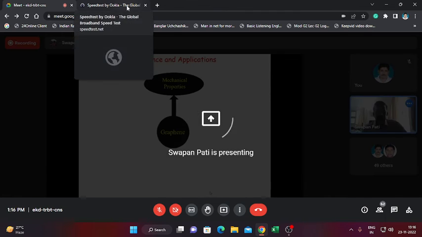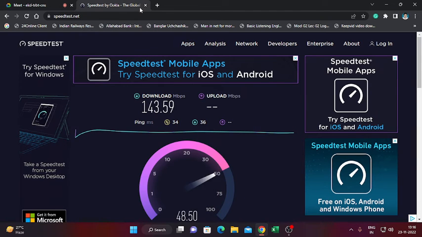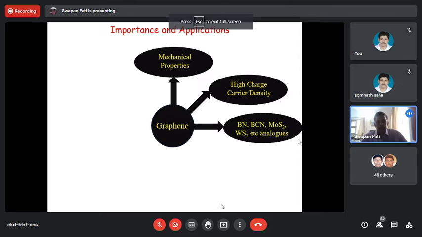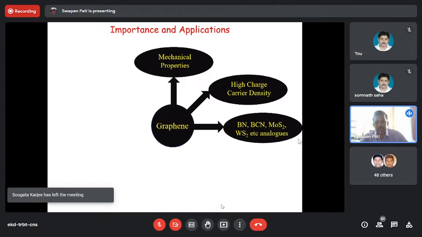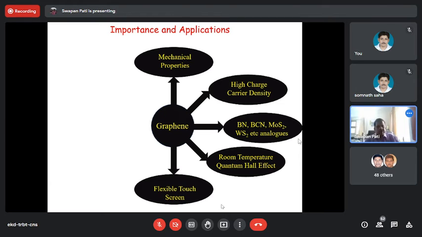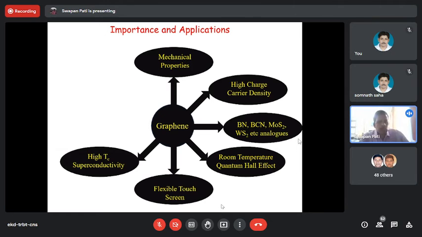fantastic mechanical properties, as I just showed, bendable, stretchable film, high charge carrier density. If you put an electric field... The inorganic analogs have been prepared, like BN, BCN, MoS2, WS2, etc. Room temperature quantum Hall effect was observed by these two Nobel laureates. Flexible touchscreen, I just showed. High TC superconductivity has been out. If you can make 4% hole doping in graphene, you can get high TC superconductors.